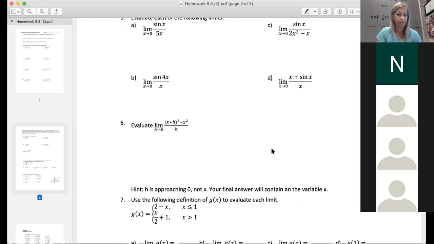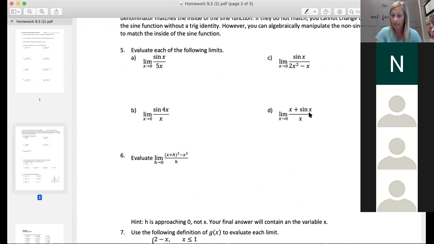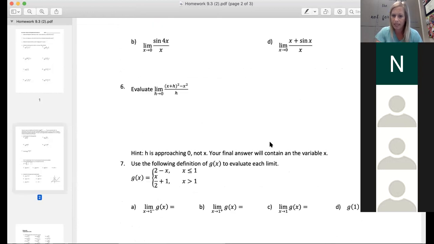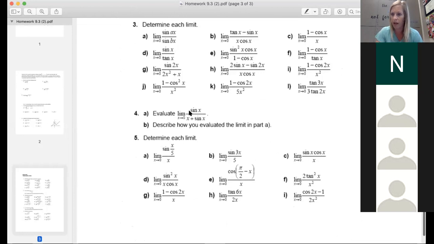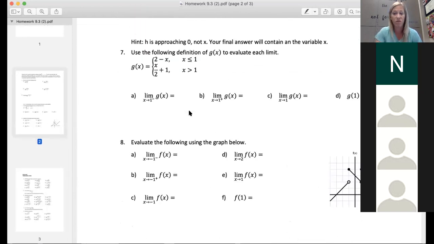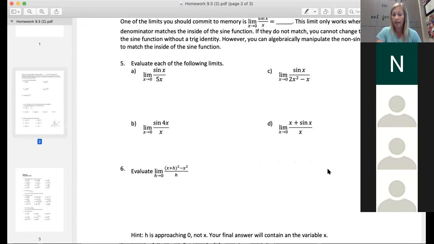Could you do D on 2? Yes. I believe that D is similar to one of the questions on the other, very similar to 4A. That's another one where there's nothing you can do. I can't replace the signs because of the x plus sine, you really can't do anything about that.